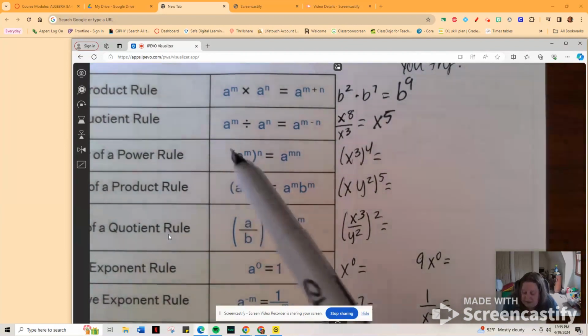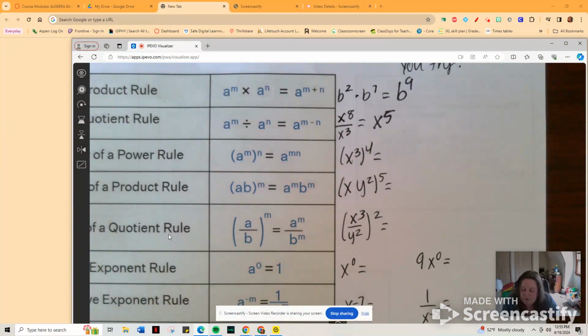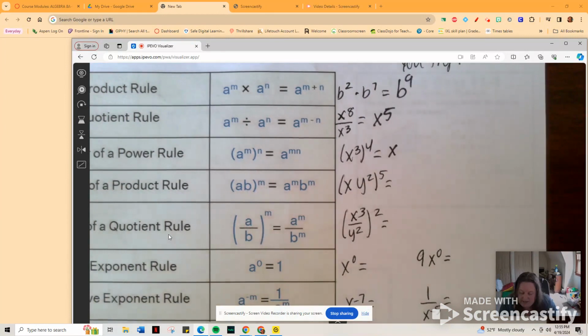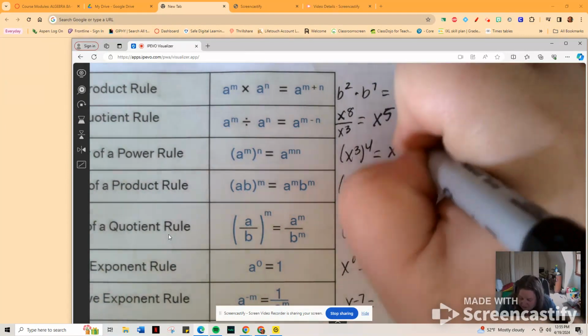Power of a power rule claims that if I have a base and a power raised to another power, I would multiply those exponents or powers together. So in this case, I'd keep my base x, and 3 times 4 is 12.